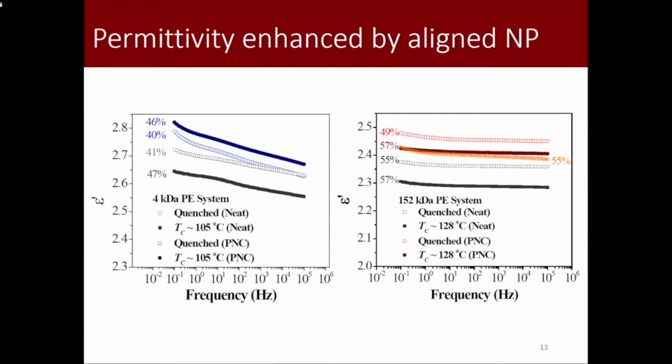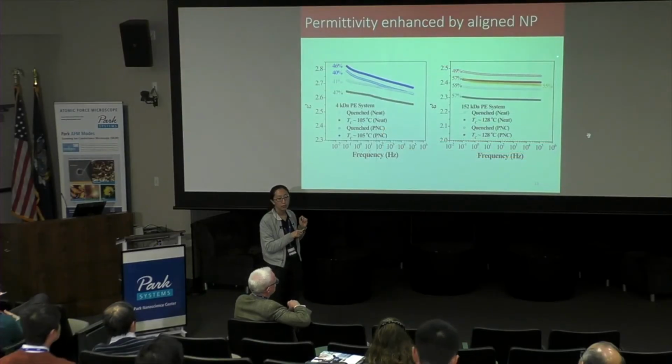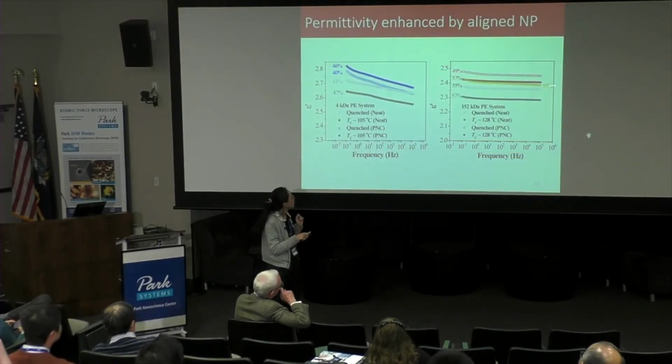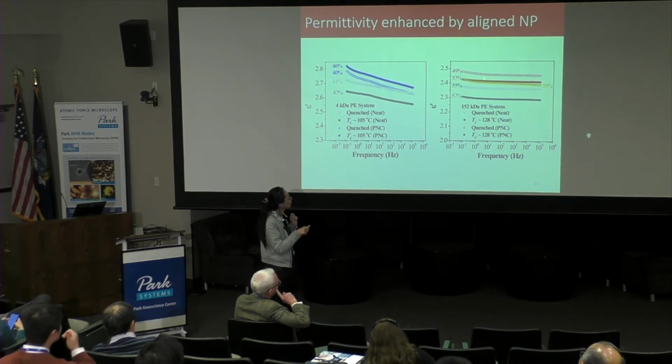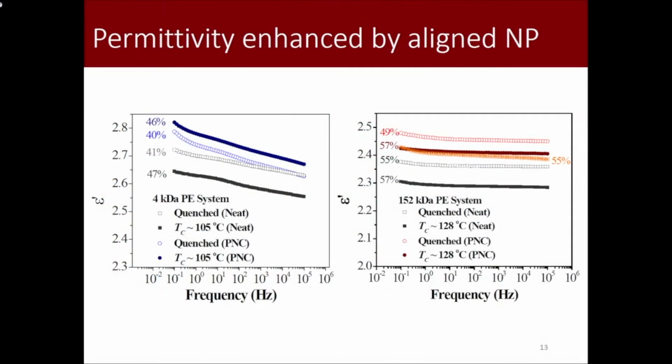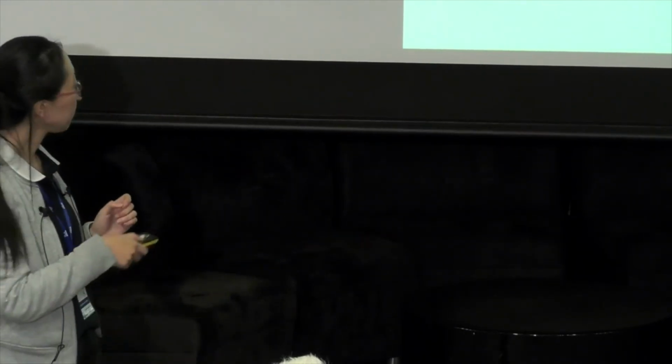And we can see the high molecular weight sample shows a different trend, even though it has alignment. The aligned sample, which is the dark red, has relatively lower permittivity compared with the quenched sample. That's mainly because of the poor miscibility of the nanoparticles, which results in a very low order of the nanoparticle assembly.